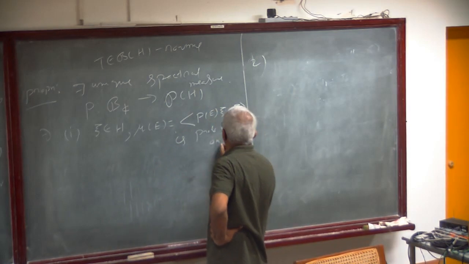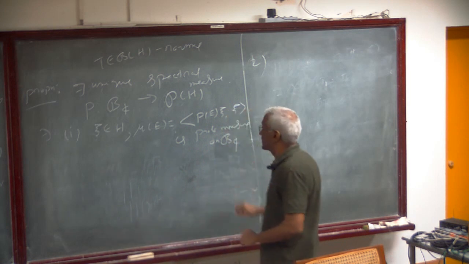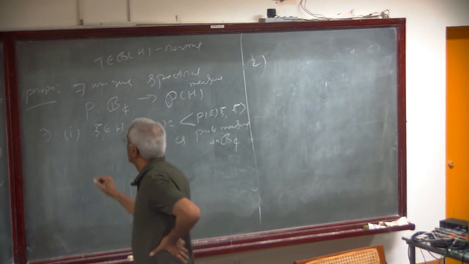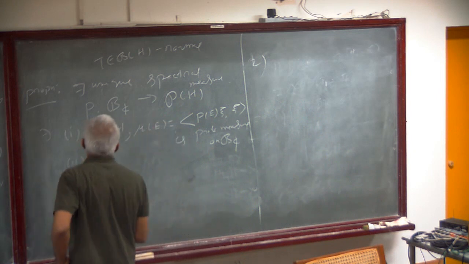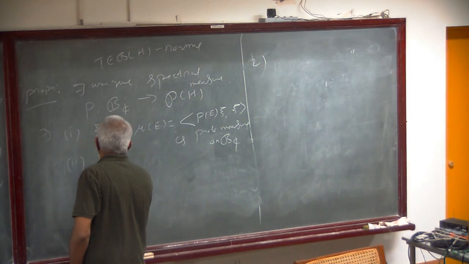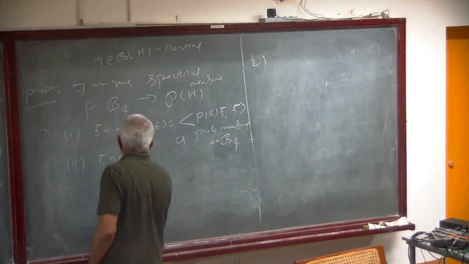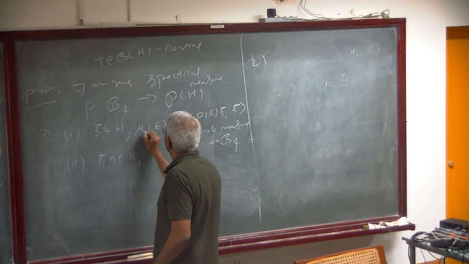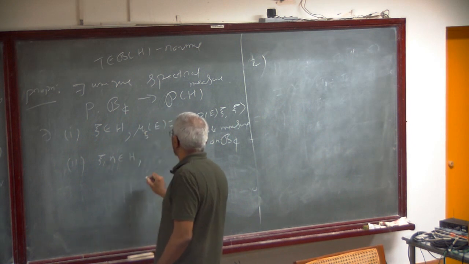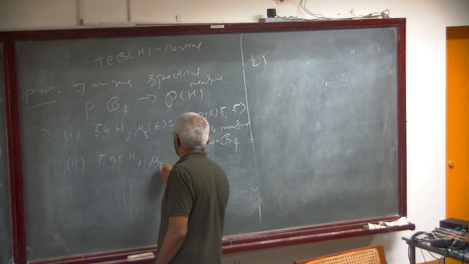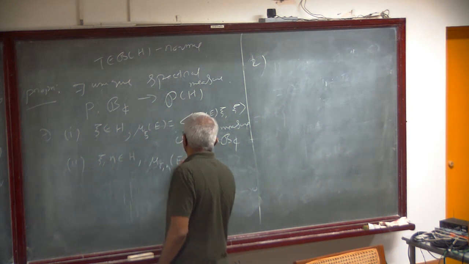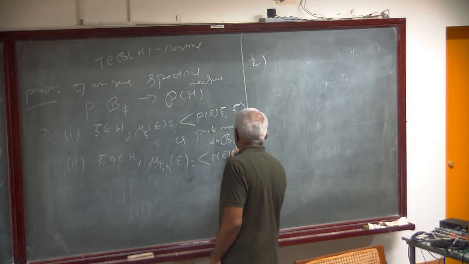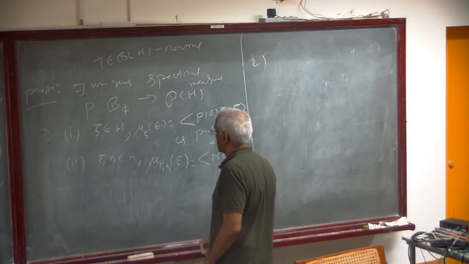Measure on BC. First statement. Second, for two vectors xi and eta, mu of E. So here I put a xi here. Here I put mu xi eta of E equal to P of E xi eta.